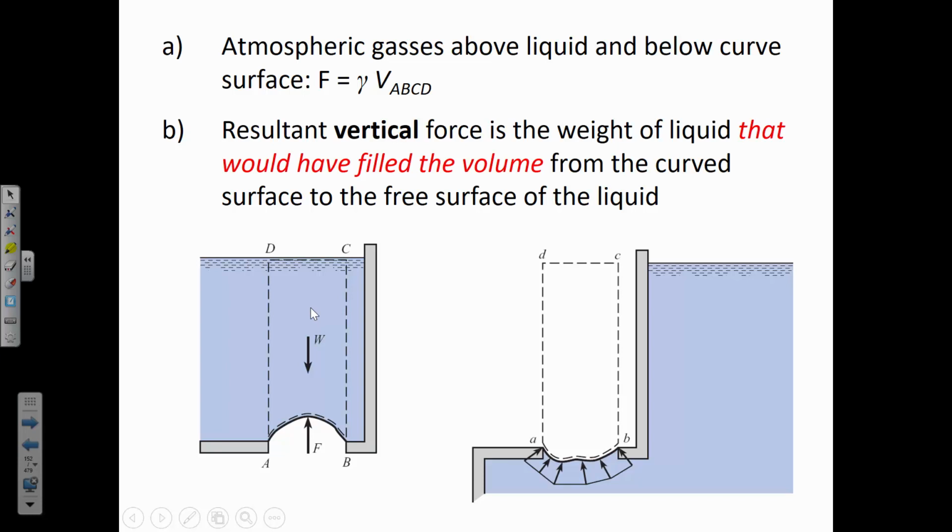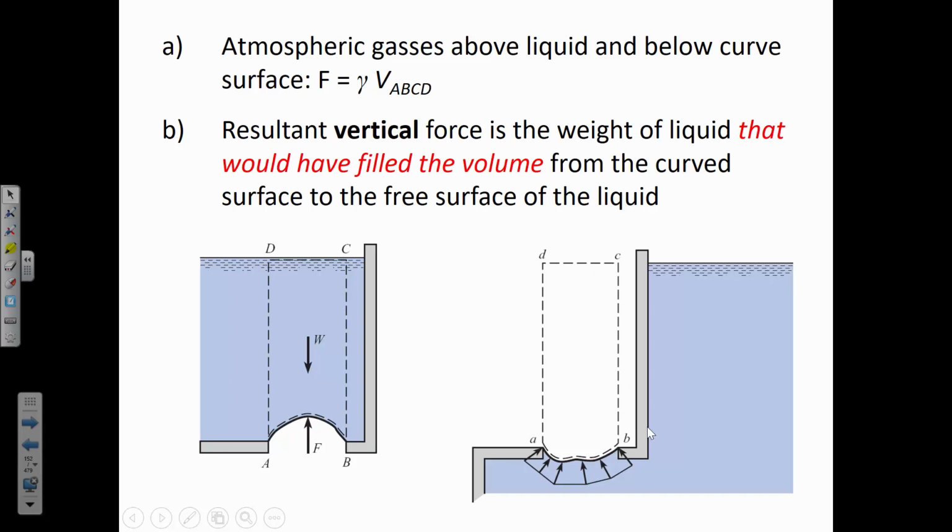Well, what you do is you'd extend the water line sideways, and that's the weight of the water that would be above it if there was water above the gate. And so the magnitude of the forces acting upward on this surface AB is equal to the weight of the water that would be above it if it was submerged. So you see this volume that would be filled is how you'd find the magnitude of the vertical forces.